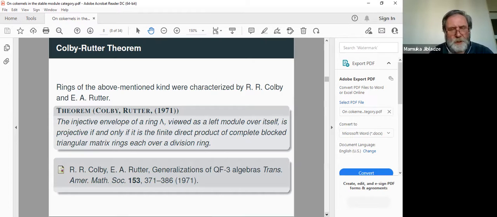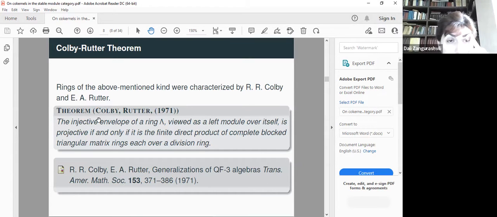Excuse me, may I ask, is it also presumed here that it's a hereditary ring? Yes, yes, sorry, here I missed this. It is assumed, yes. So this theorem of Colby-Rutter gives the explicit description of all left hereditary rings for which, according to our result, the stable category is abelian. And as I said, so far we knew the existence of cokernels only in this case.